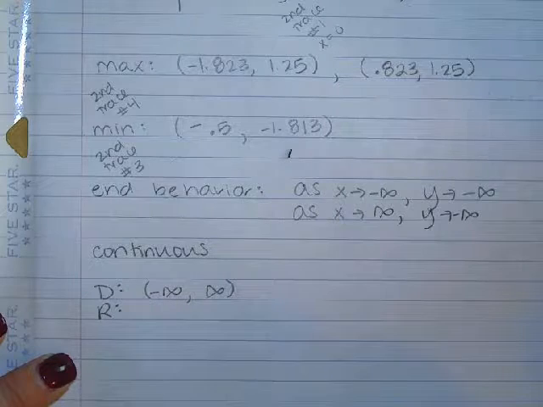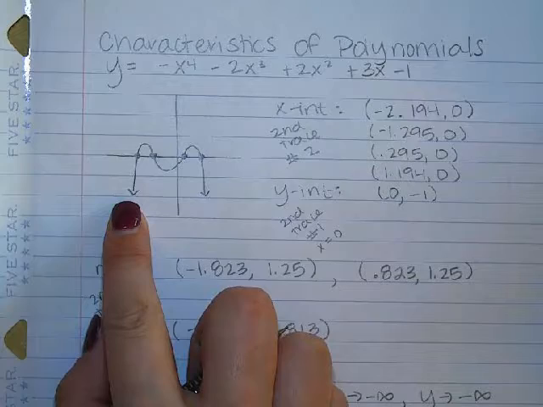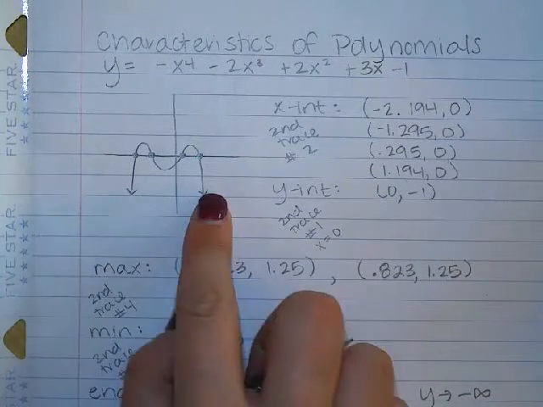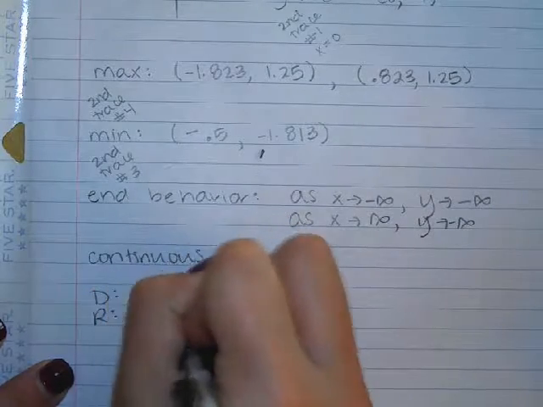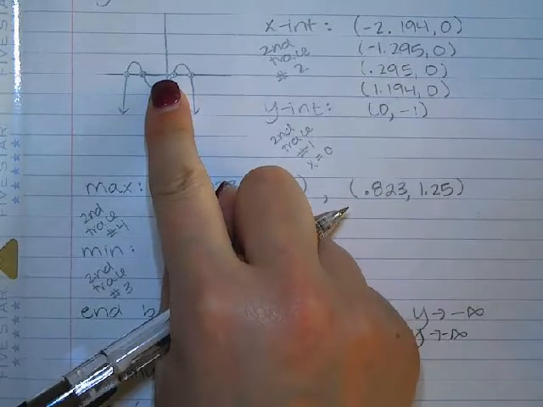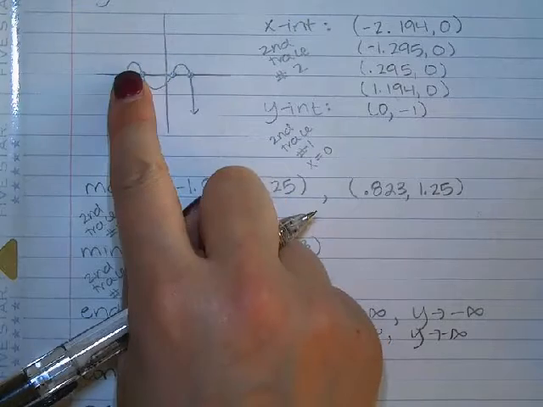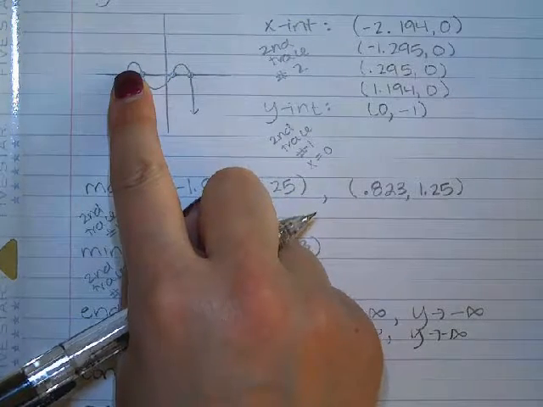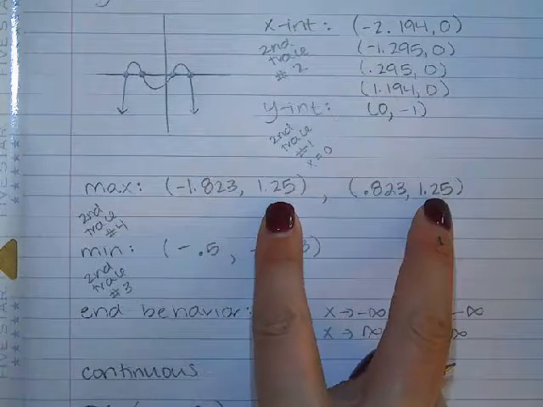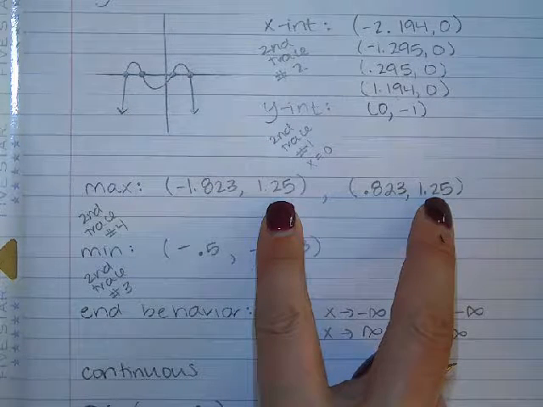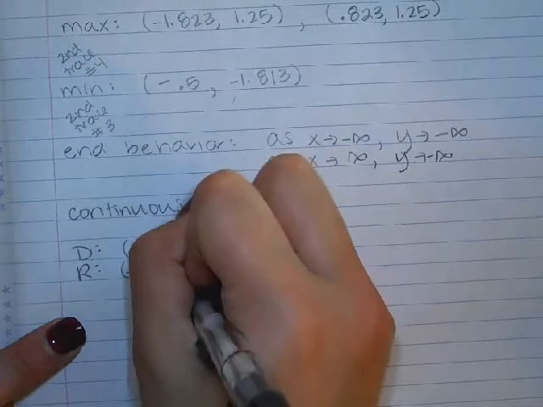What about for the range? So the bottom of the picture is arrows going down, so that's why it's negative infinity. And then for the top of the picture, we can see it does not go up forever. It goes up to the maximums, right? So we have to check the maximums and see which one of them has a higher y-coordinate. And what do you guys notice about the y-coordinate? They're exactly the same, so we're just going to use the y-coordinate, 1.25.